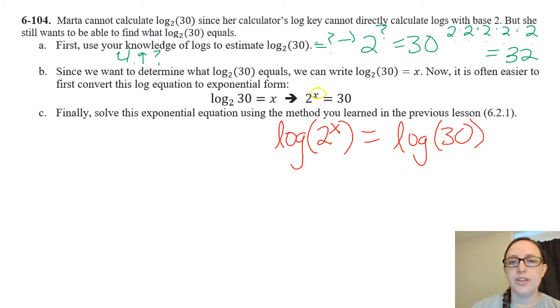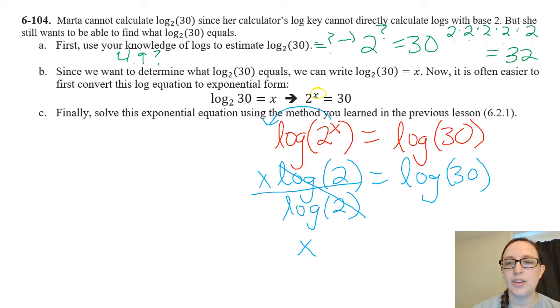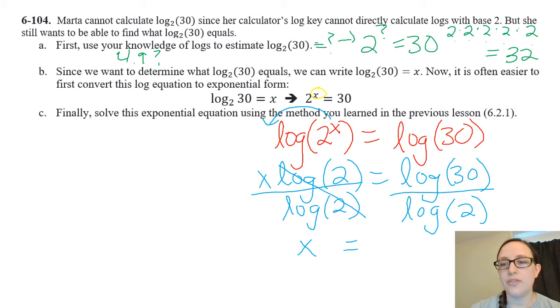Okay, so with the first one, we can use the power property to move the x to the front so that it looks like x times log of 2 equals, and then log of 30 stays the same. So now we can get x by itself by just dividing log of 2 on both sides. So if we divide log of 2 here, they cancel out, give you just 1x. And then when we divide log of 2 on this side, now I don't want you to make the mistake that this is log of 15.